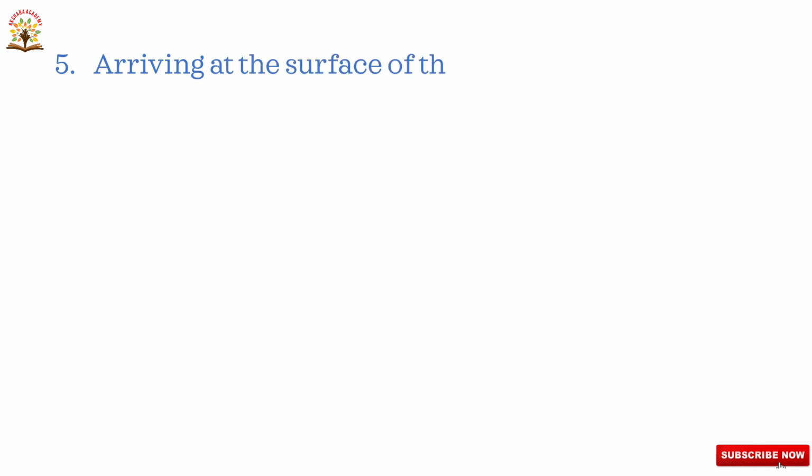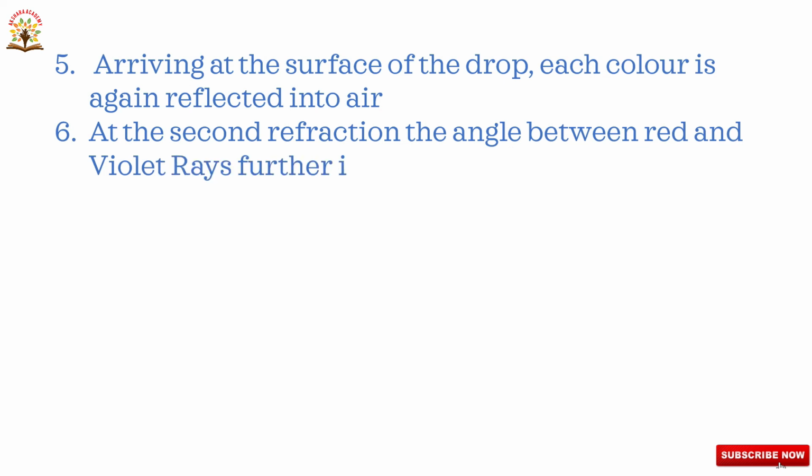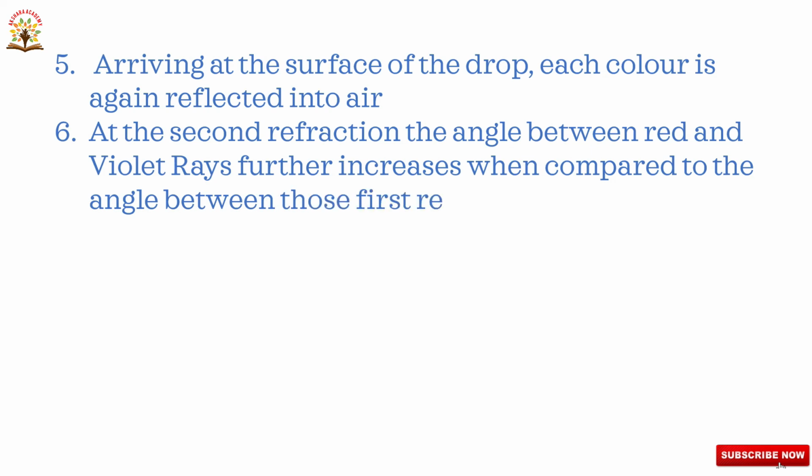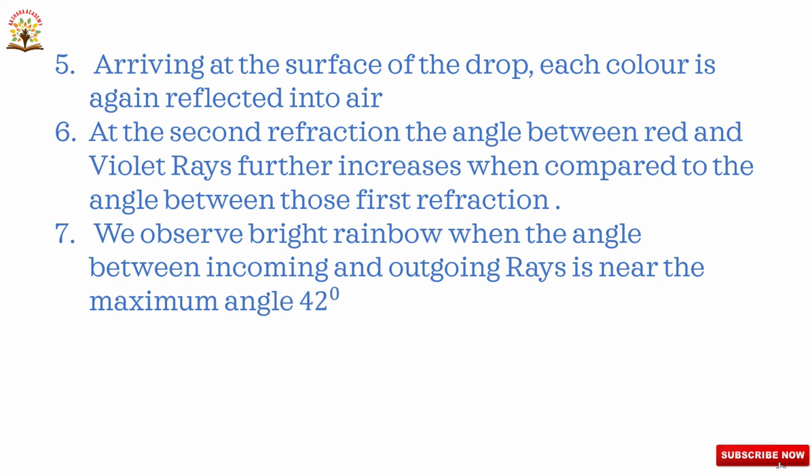Arriving at the surface of the drop, each color is again refracted into air. At the second refraction, the angle between red and violet rays further increases compared to the angle at the first refraction. We observe a bright rainbow when the angle between incoming and outgoing rays is near the maximum angle of 42 degrees. Whenever we reach the maximum angle of 42 degrees, we can observe a bright rainbow consisting of 7 colors.